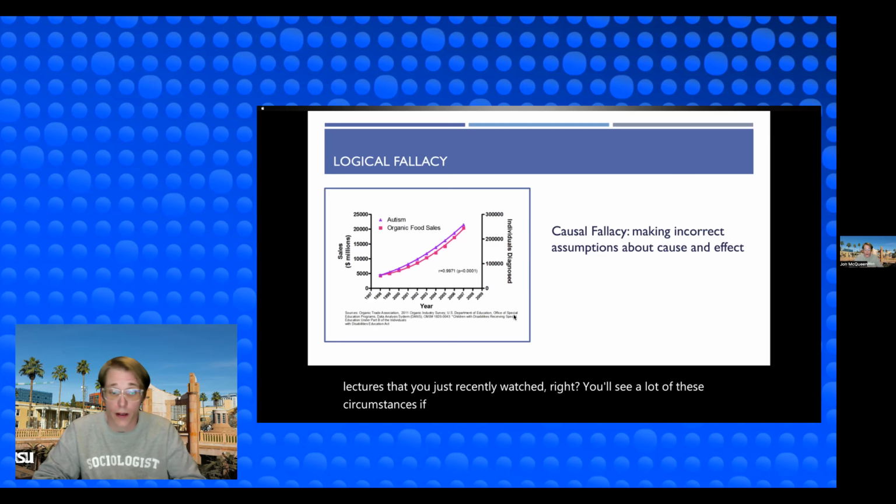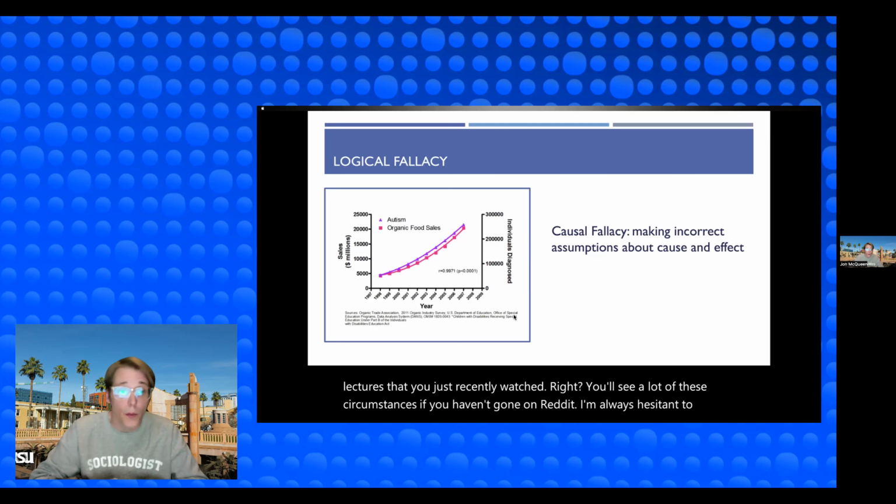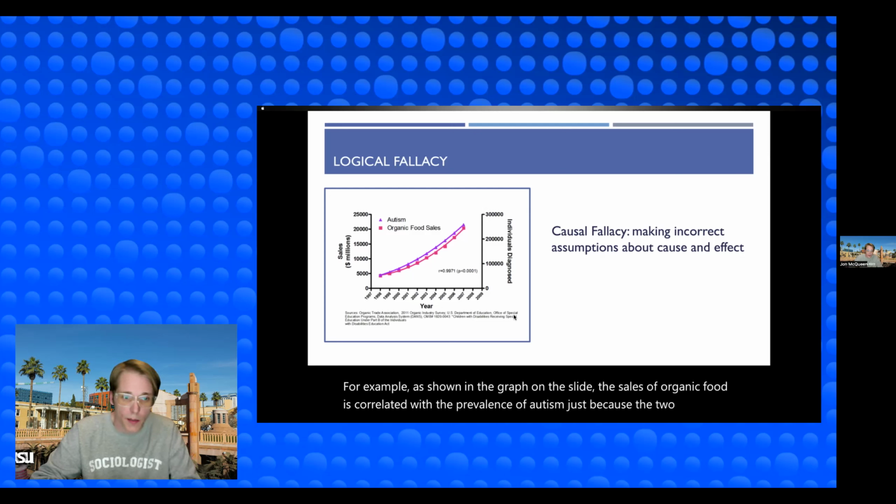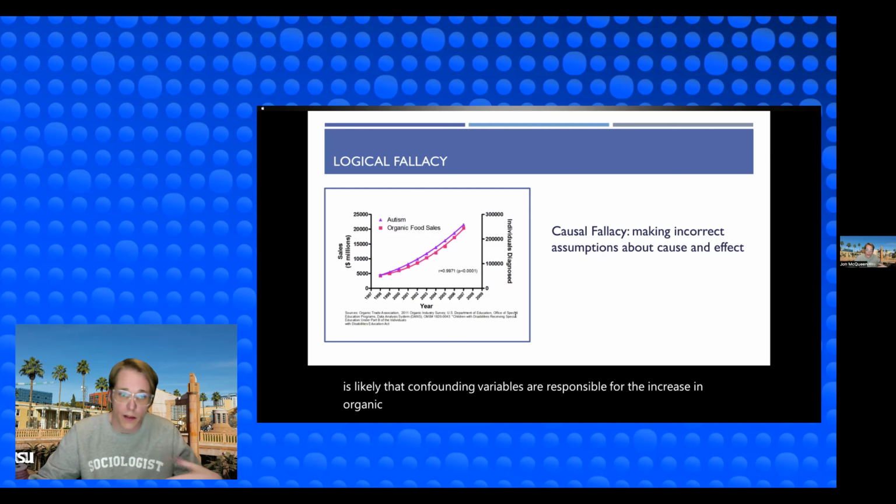If you haven't gone on Reddit, I'm always hesitant to say go on Reddit, but there's a lot of really cool and interesting examples of the fact that correlation does not equal causation, and you'll see some crazy statistical analyses with this, right? For example, as shown in the graph on the slide, the sales of organic food is correlated with the prevalence of autism. Just because the two variables are correlated does not mean that organic food causes autism.